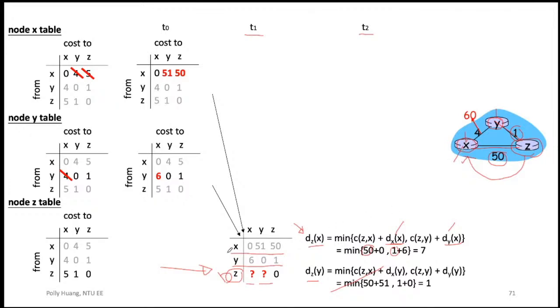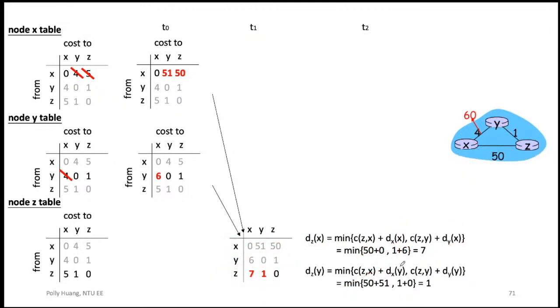So what x has informed z is the dx vector. In the x vector, to destination x, the entry will be 0. In the y vector, for destination x, the entry value is 6. So 50 compared to 7, 7 wins. And therefore, we update dz to 7, 1.